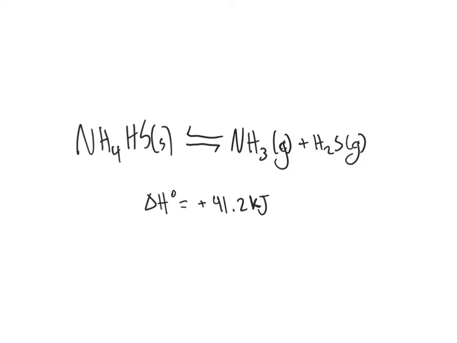In this problem, we're asked to look at NH4HS solid in equilibrium with NH3 gas and H2S gas. The ΔH is 41.2 kilojoules. And for some things we're going to use for later, if you notice that the reactant side is solid, and also that this reaction is endothermic.